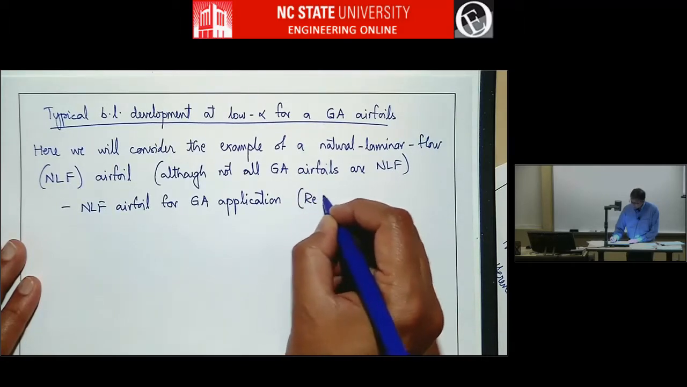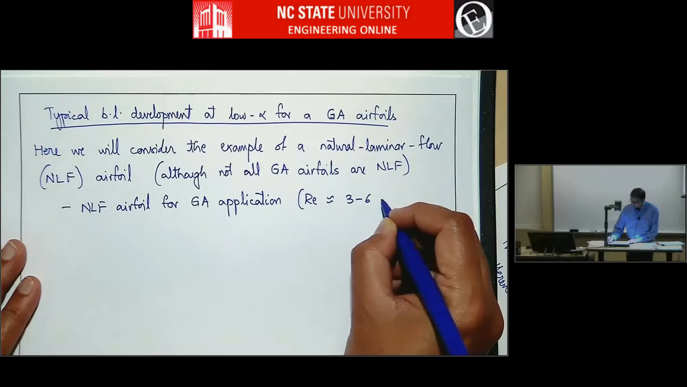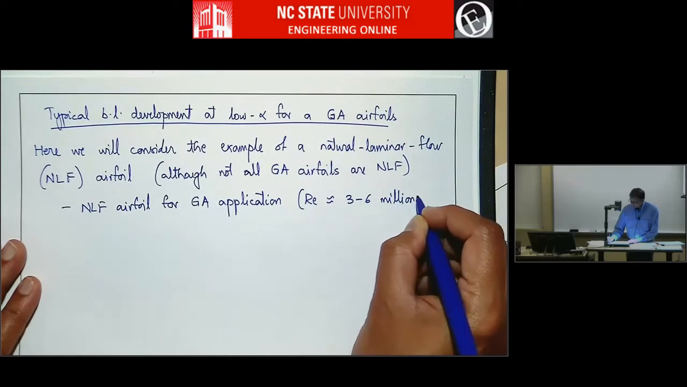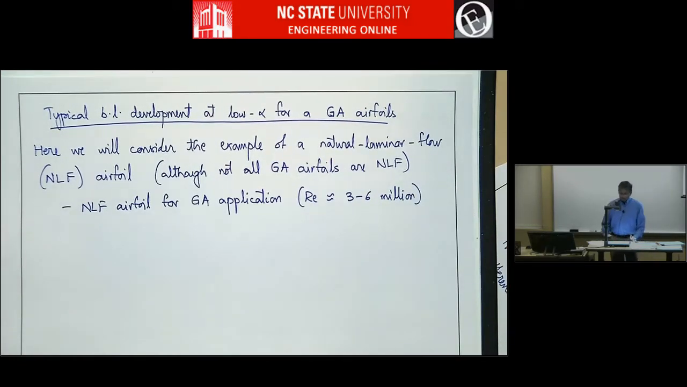And the Reynolds number is of the order of 3 to 6 million. So the kind of airplanes we are talking about are like fast 2-seaters, 4-seaters, and 6-seaters. It's only in the past like 20 years or so that people have started looking at using natural laminar flow airfoils for these kind of airplanes, although not everybody has adopted them. Some people just stick to regular turbulent flow airfoils.